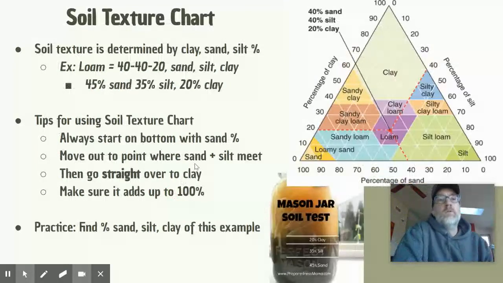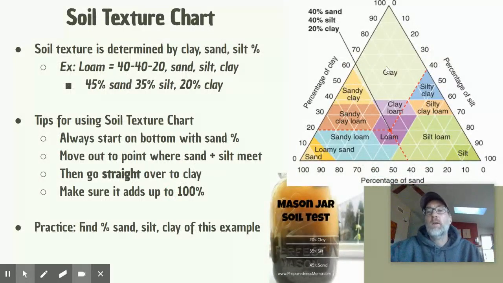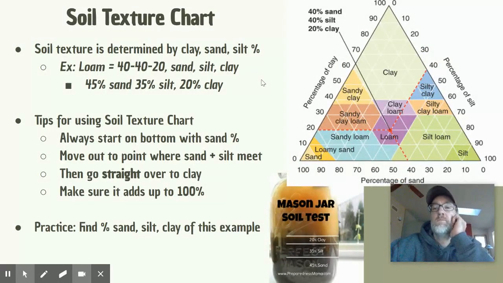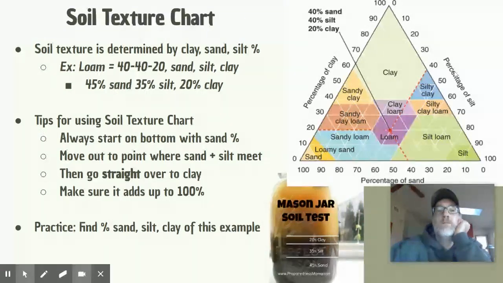So here's a soil texture chart. This is something you're going to have to be familiar with. And basically, it distinguishes between different types of soil based on those compositions of sand, silt, and clay. So here we have an example of a loam soil. It is roughly 40-40-20, or in this case, 45-35 and 20 clay. And what you want to do is use this chart to figure out what kind of soil it is. And I mentioned it was loam.